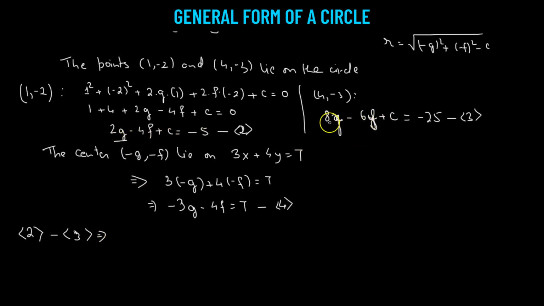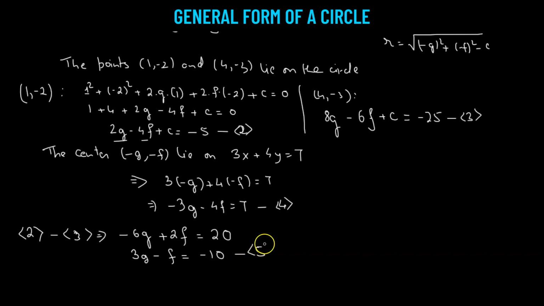So we have 2g minus 8g gives us -6g. Then we have -4f minus (-6f), so that means we have -4f + 6f, which is positive 2f. Then c minus c cancels out, and finally we have -5 + 25, which is positive 20. Now here we can factor out -2 from both sides. We get 3g - f = -10. We're going to label this as equation number 5.